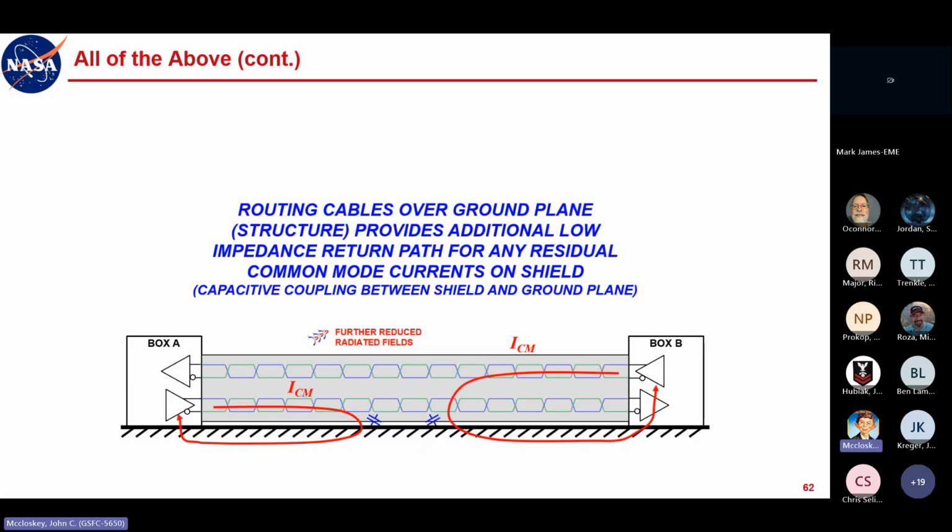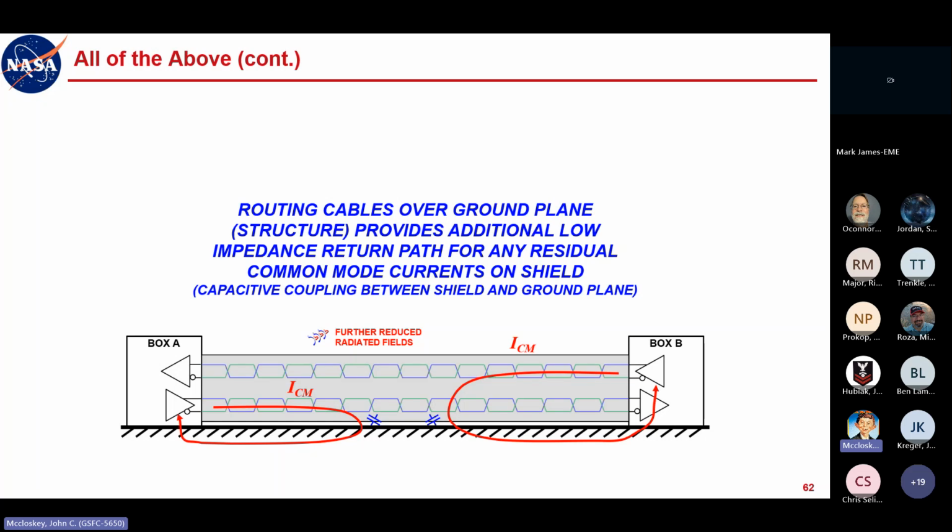Then you route that cable over a ground plane. Now you're providing a path for any energy that's not completely getting back to the source on the shield. You're providing an additional path for that energy to couple to the ground plane or the structure to get back to the source. And again, it's the method of images, however it helps you think about it, right?